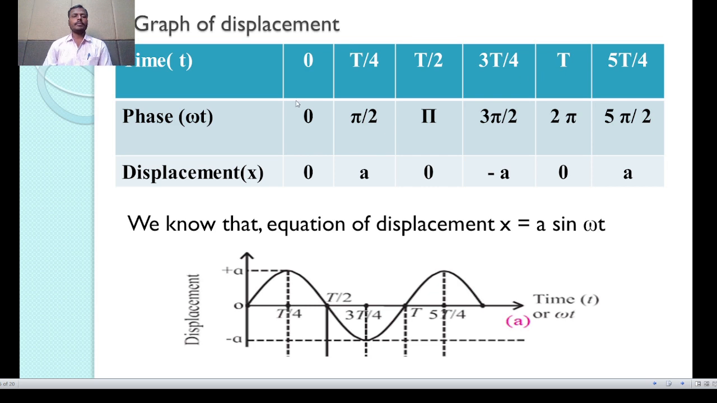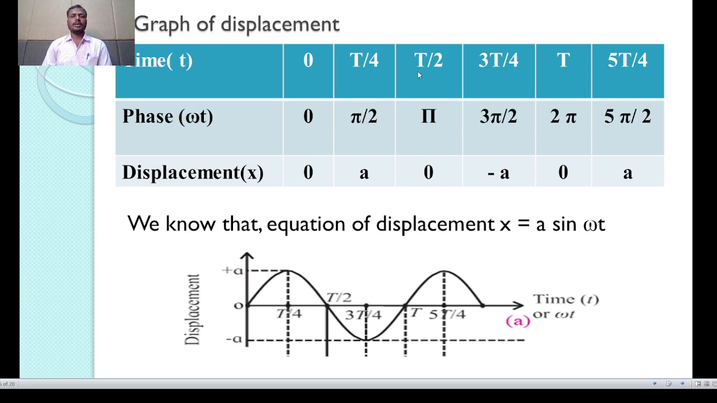First of all we discuss the phase omega t. We know that omega is equal to 2 pi divided by T. Multiplied by 0, that is 0. Omega is 2 pi divided by T, multiplied by T/4, T gets cancelled, 2 divided by 4, so the phase is pi/2.